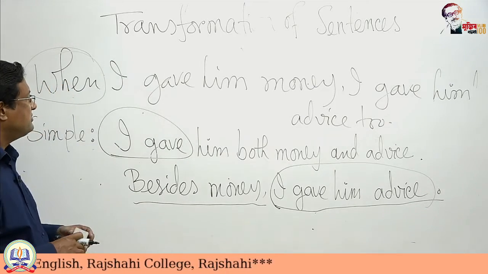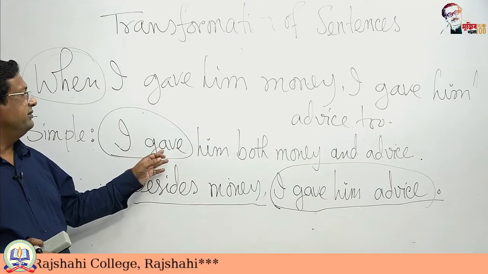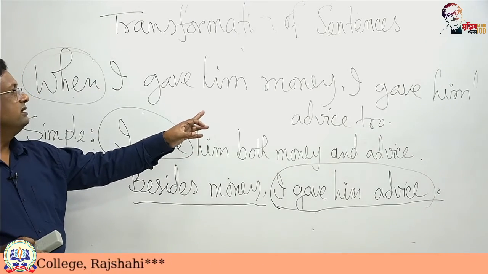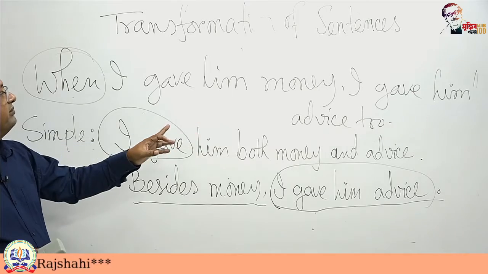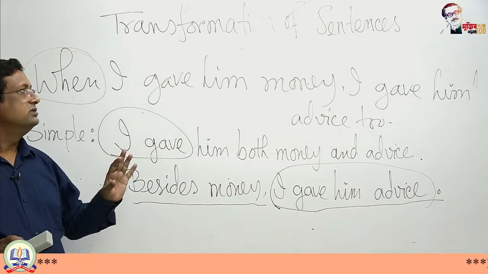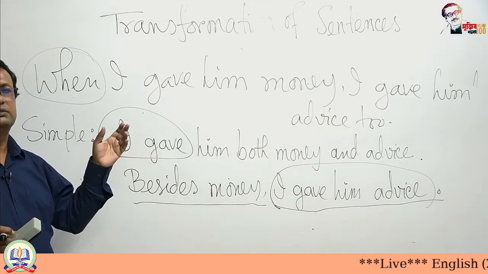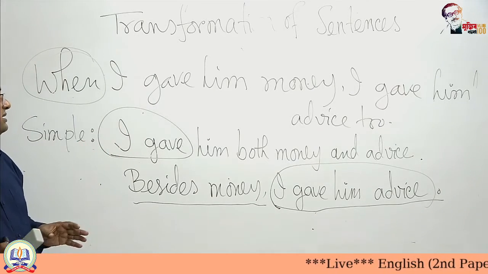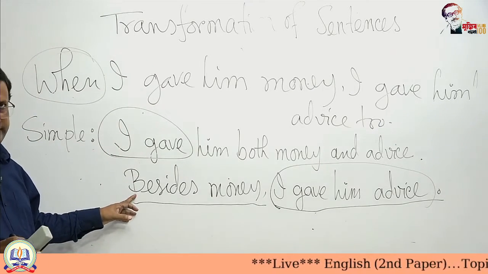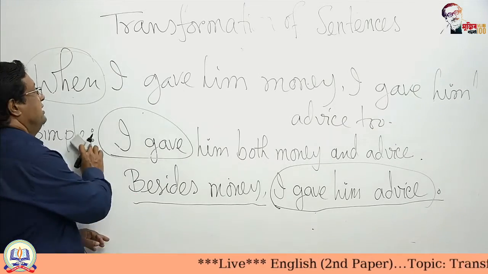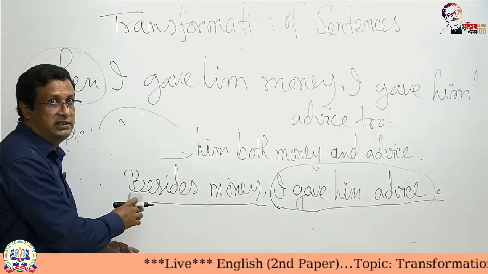Okay. You can also say, giving him money, I gave him advice too. Giving him money, but this is sometimes some types of gloss. I think this is better here. This is better here. Now come to the second sentence.